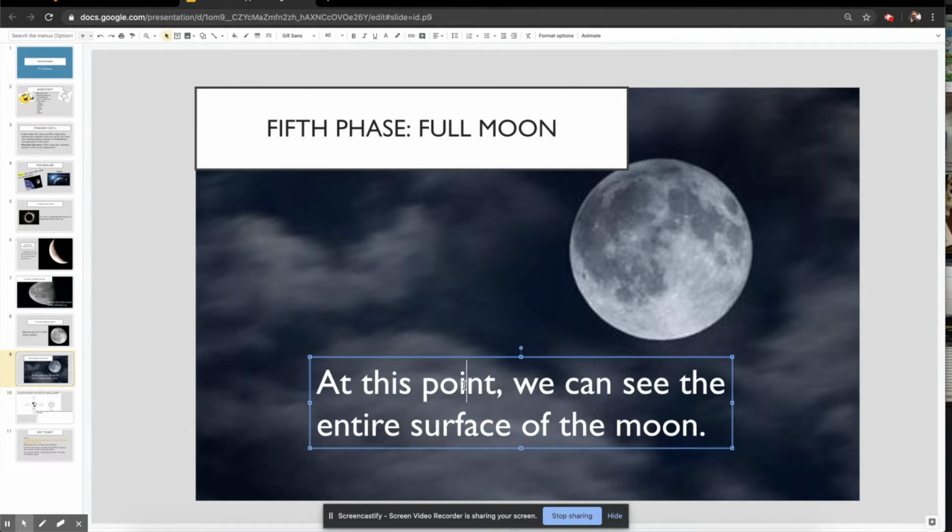At this point, we can see the entire surface of the moon. So there are no hidden spots. There are no darkened spots.